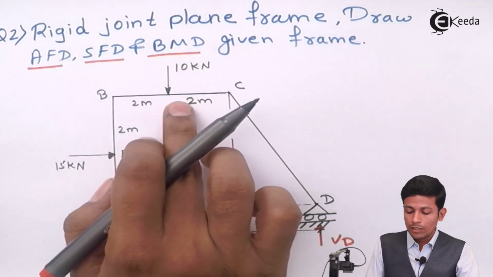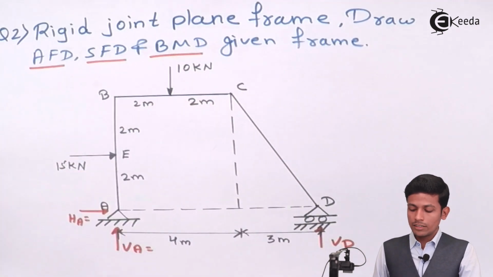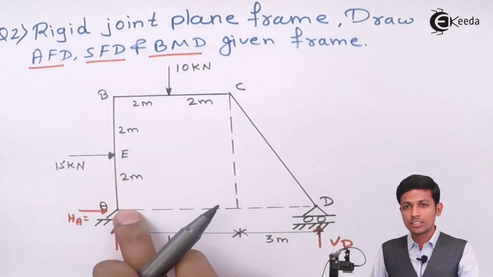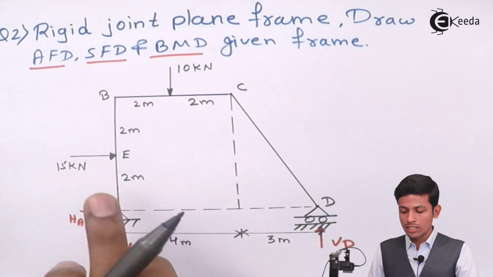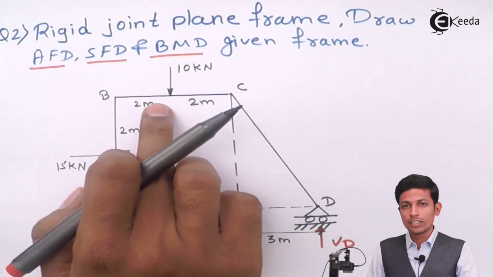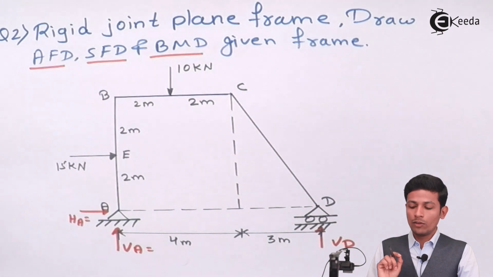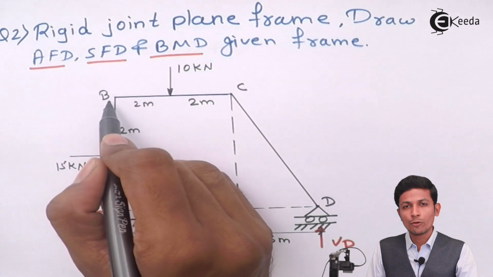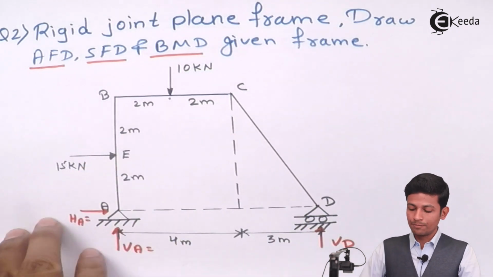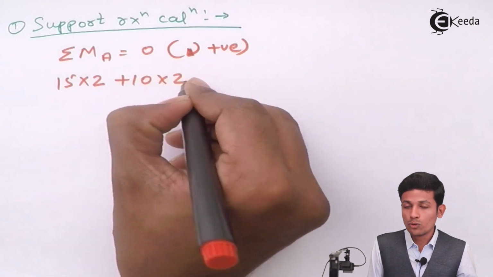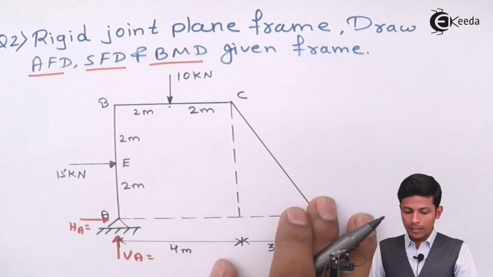Please listen, in this case please take the perpendicular distance, not this whole distance. This is not a perpendicular distance; this is only a vertical distance, and this is a horizontal distance. Take force into perpendicular distance. For the 10 kilonewton, the perpendicular distance will be 2, so we have to take plus 10 into 2.